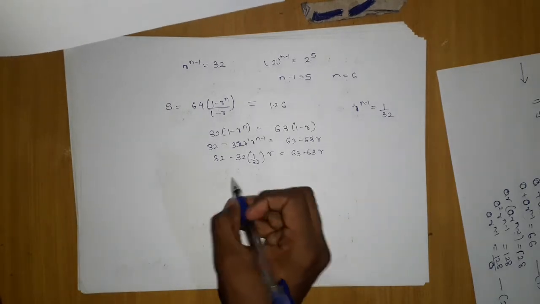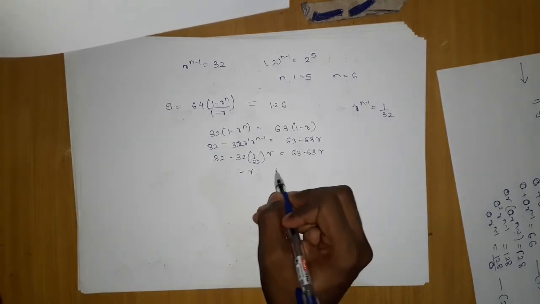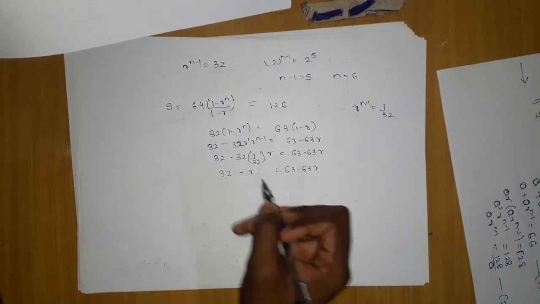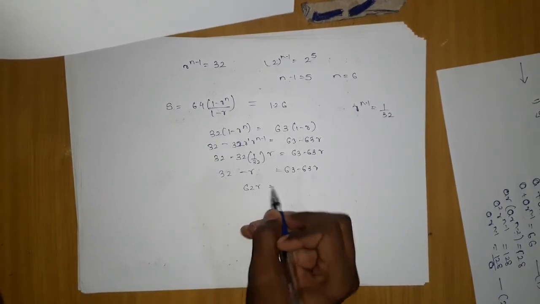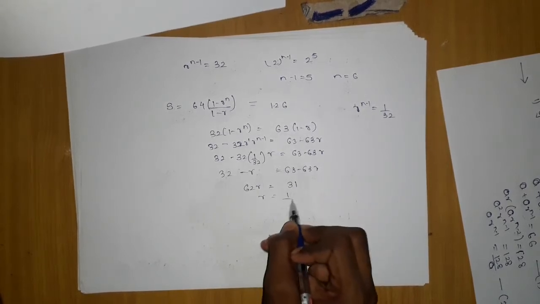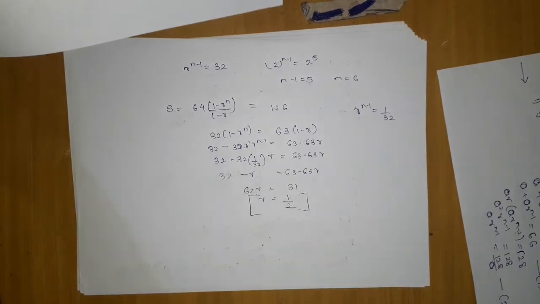Okay, this will cancel out, giving me minus r is equal to 63 minus 63r. This will move here and this will move there, which will give me 62r is equal to, cancel out, giving me 31. Okay, this will be 1 by 2. So r is equal to 1 by 2 for a decreasing GP.